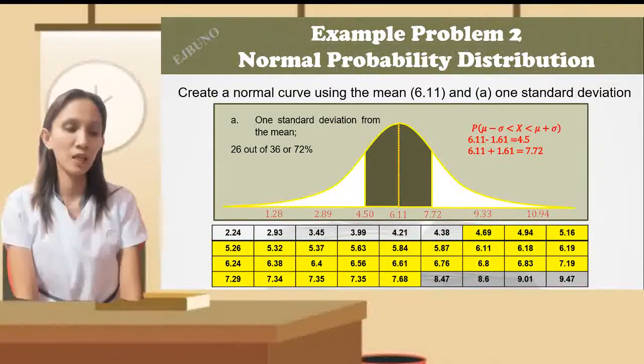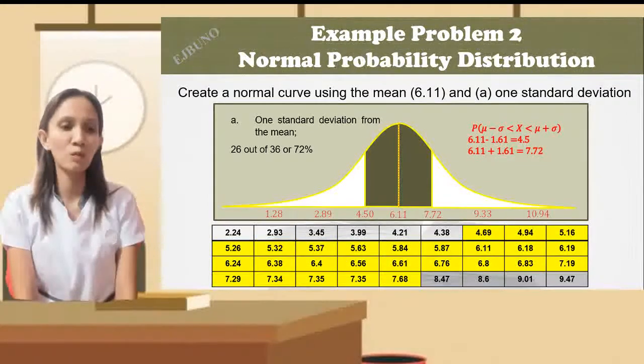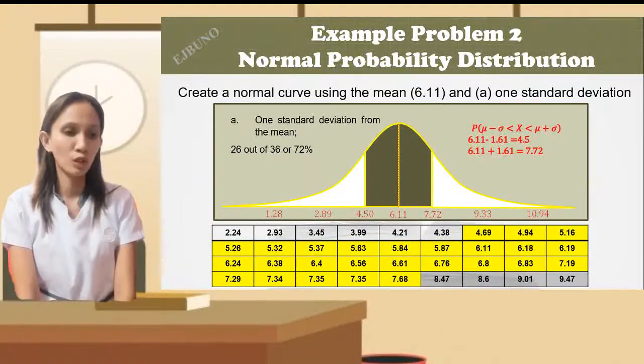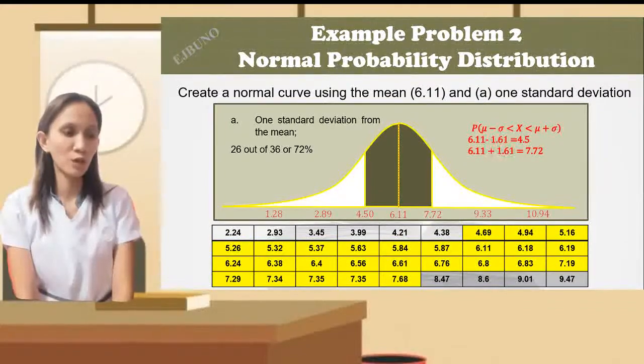The probability of x greater than the mean minus the standard deviation and less than the mean plus the standard deviation. So 6.11 minus 1.61 is equal to 4.5. And 6.11 plus 1.61 is equal to 7.22. So one standard deviation from the mean is equal to 26 out of 36 baby weights, or 72%.